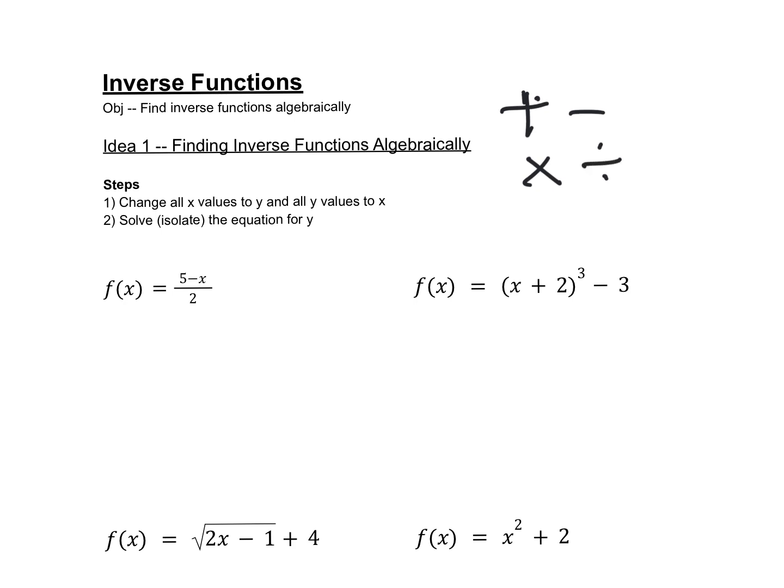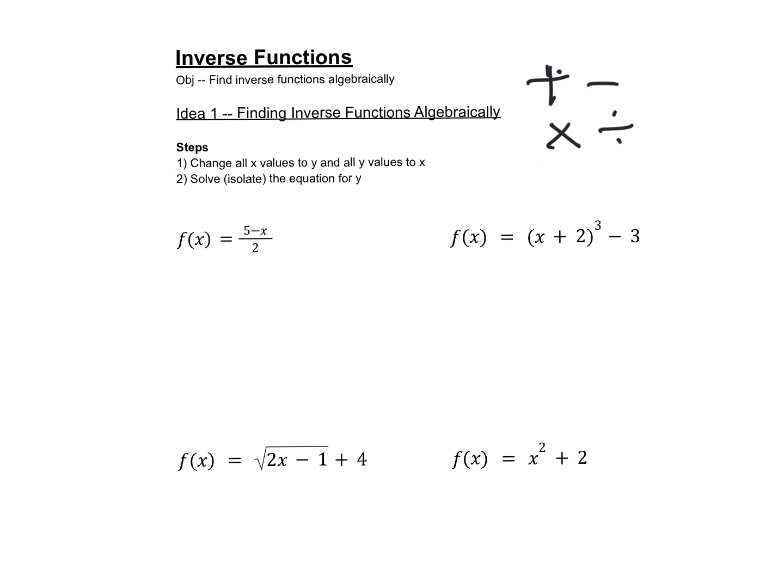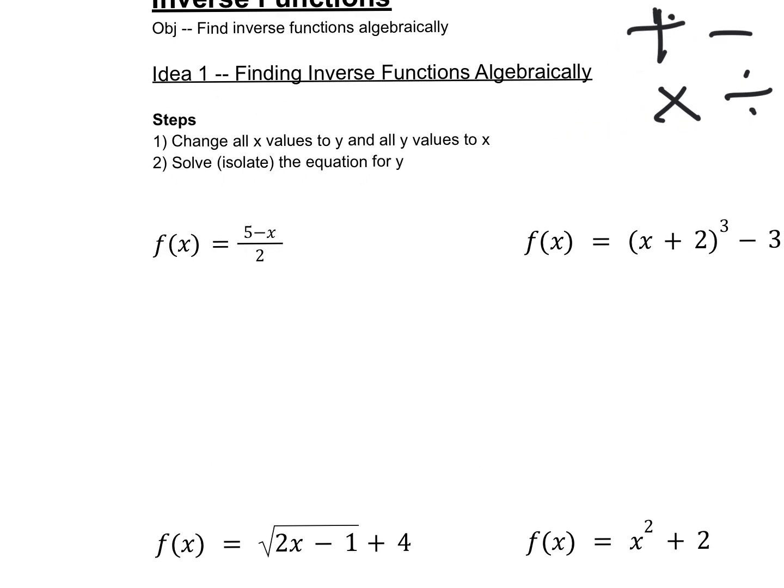So when we are algebraically finding the inverse of a function, we have two basic steps that we are going to follow. We are going to basically flip-flop x and y, and then we are going to resolve for y. So just a reminder that f of x is just a function notation that means y. So if we are going to find the inverse, we are going to flip-flop x and y. So we are going to have x equals 5 minus y over 2. All I did was flip-flop.